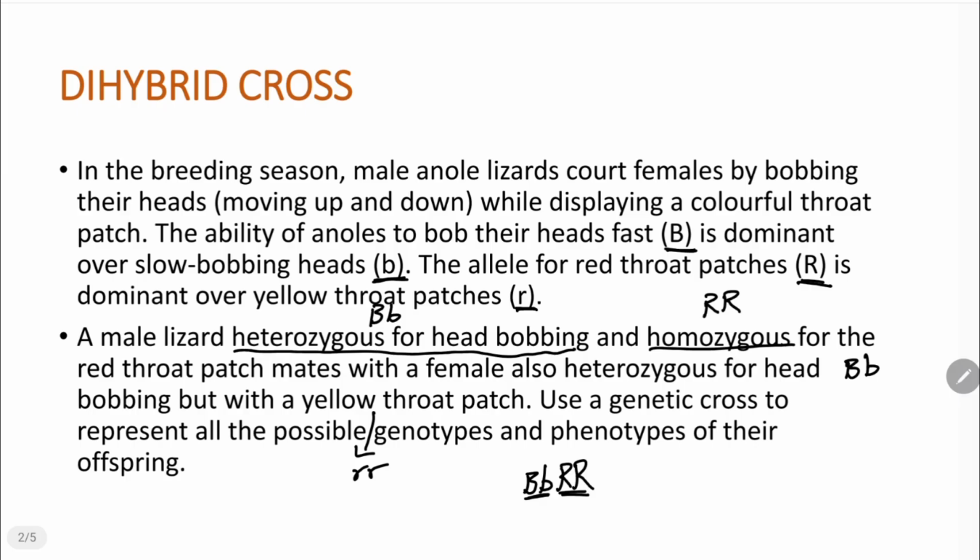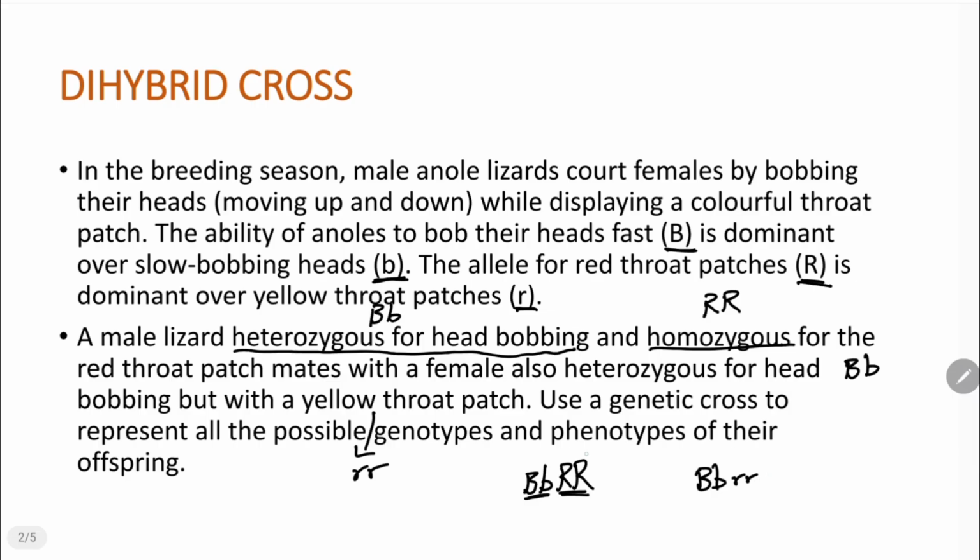Let's look at the female lizard. It was said that it was also heterozygous for head bobbing, so it must be capital letter B, small letter b. This is heterozygous for head bobbing, and it was said that it had a yellow throat patch. So its genotype must be capital letter B, small letter b, small letter r, small letter r.